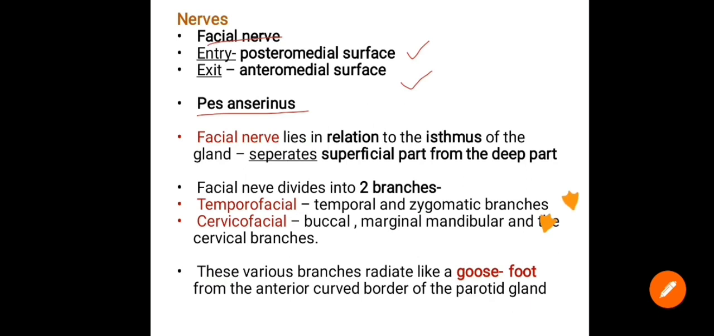I think you would have heard of this, or you would have seen this in some of your question papers. What is pes anserinus? Pes anserinus is nothing but a goose foot like appearance. And here the facial nerve is said to show a goose foot like appearance as it is emerging out of the parotid gland.